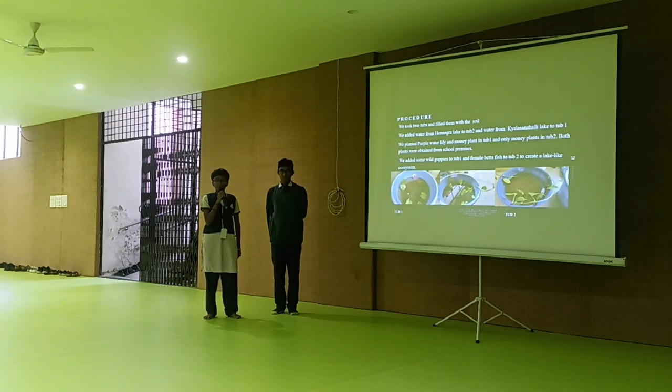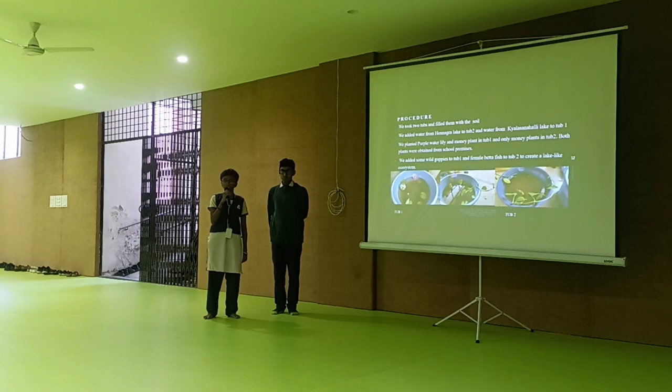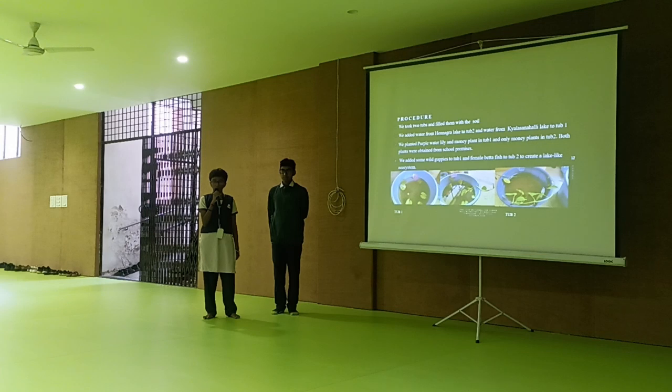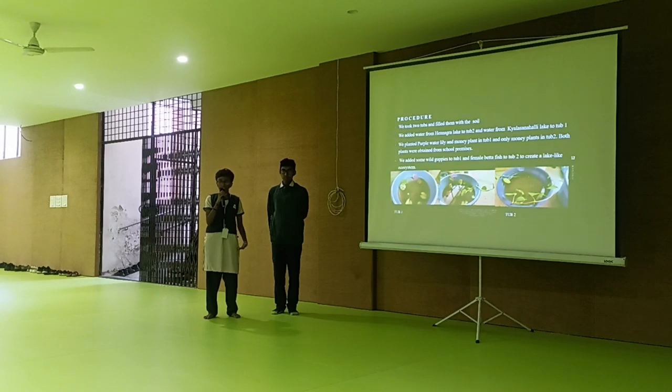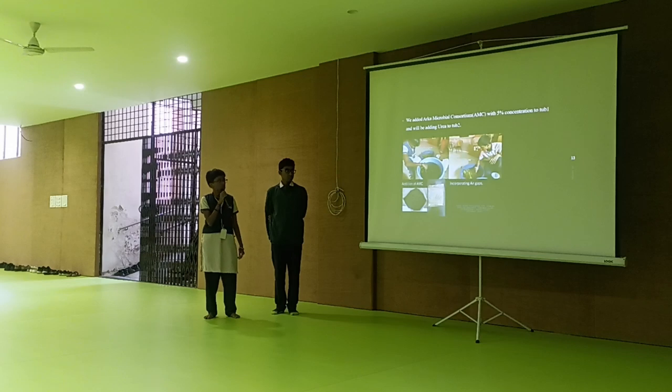So we put money plants in tub 1 as well as a water lily, and in tub 2 we put only money plants as we couldn't acquire another water lily. In this way we tried to create a lake-like ecosystem, and we left some time for the ecosystem to grow.